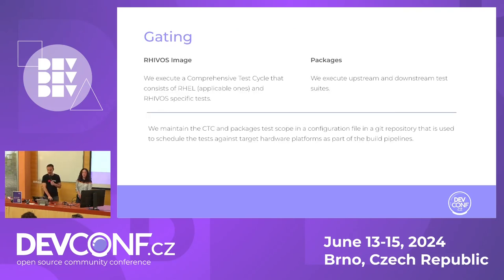Talking about gating, as QE we generally speak about test gating. We execute test gating for RIVOS releases and for packages. Our test scope for all those cases is defined in a configuration file. For a RIVOS release, we run a comprehensive test cycle that is a set of RHEL-applicable tests, and also all the package testing for the RIVOS release. For any new release of a package, we trigger test execution of the downstream and upstream test suites that are applicable for RIVOS.